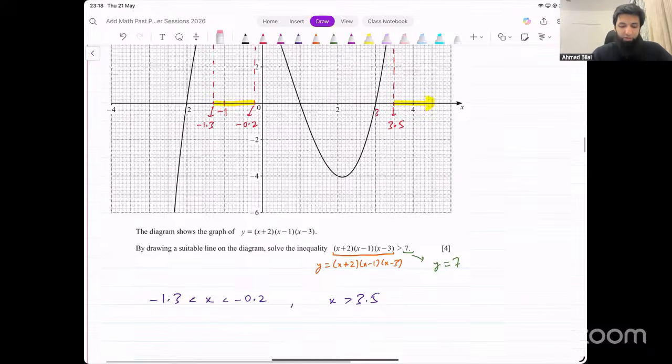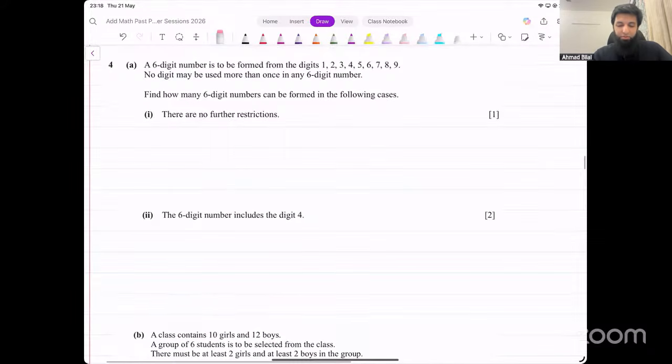Okay, let's move on to the next one now. Now they're saying a 6-digit number is to be formed from the digits 1, 2, 3, 4, 5, 6, 7, 8, 9. No digit may be used more than once in any 6-digit number. So a 6-digit number is supposed to be formed. Numbers cannot be repeated. Find how many 6-digit numbers can be formed in the following cases. There are no further restrictions. So the only restriction is that no digit can be used more than once. Okay, that's the only condition that we've got.